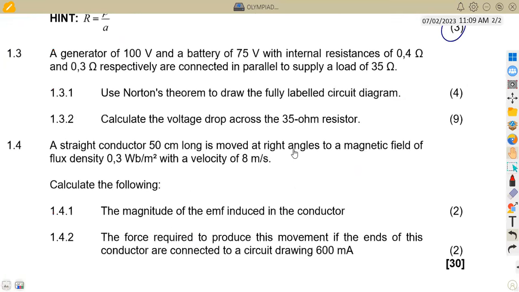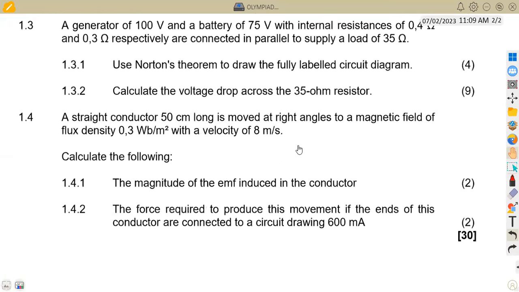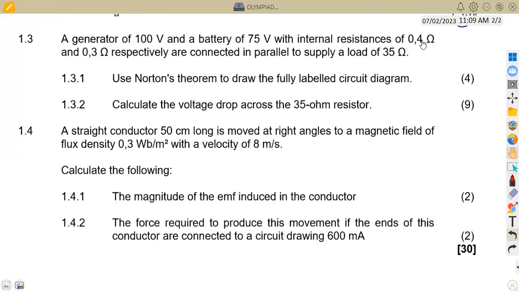Let us check 1.3. We are given that a generator of 100 volts and a battery of 75 volts, with internal resistances of 0.4 ohms and 0.3 ohms respectively, are connected in parallel to a supply. All right, so we've got two things here, a generator and a battery. These two are connected in parallel. So let us just try to have a sketch.